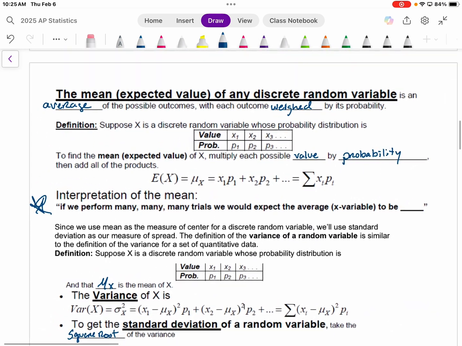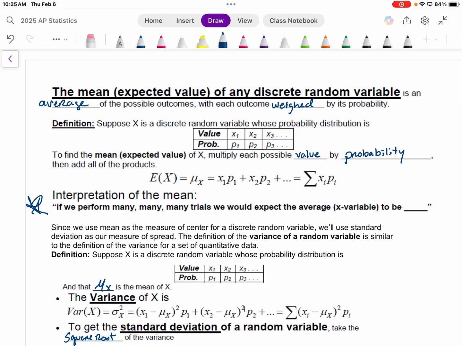All right, the mean or the expected value. We have a lot of vocabulary in our course, and when we see the words expected value, we want to associate it with the mean. The mean of whatever it is. Mean is equal to expected value. So the mean or expected value of any discrete random variable is an average of the possible outcomes, with each outcome weighted by its probability.